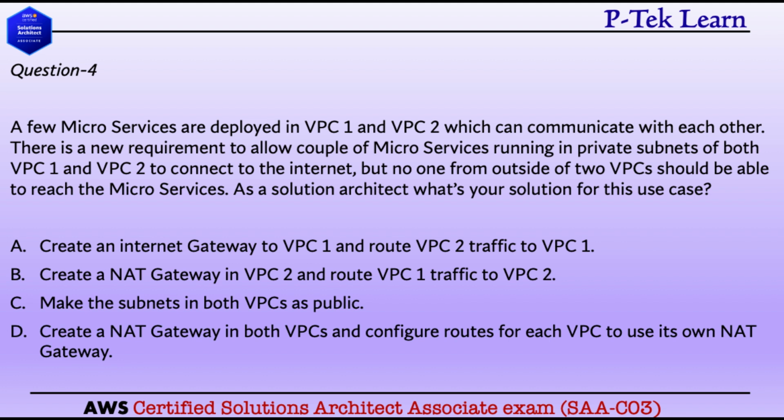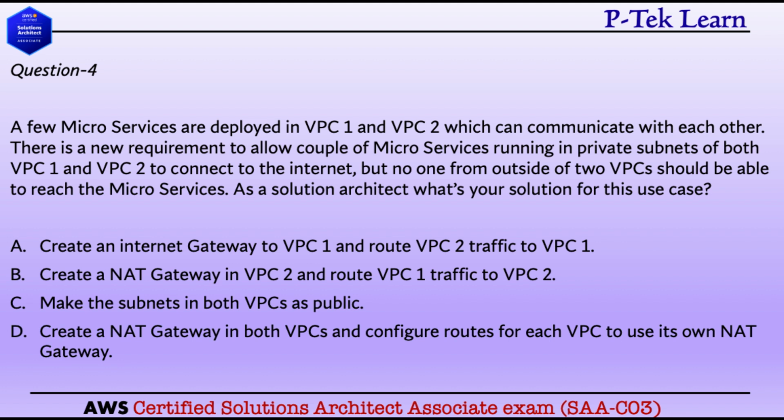Option C, make the subnets public. Come on. If you make both subnets public, then there is no security, right? So anyone from outside of these VPCs can connect to these microservices. So which is not our requirement here.